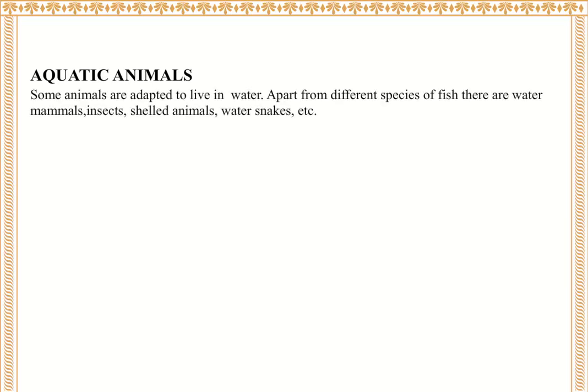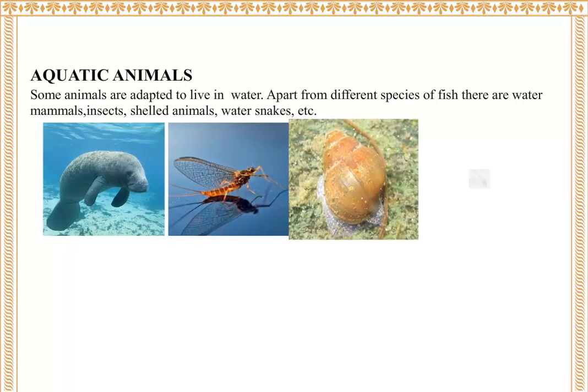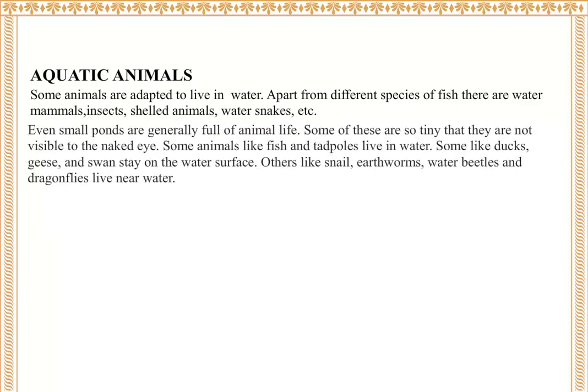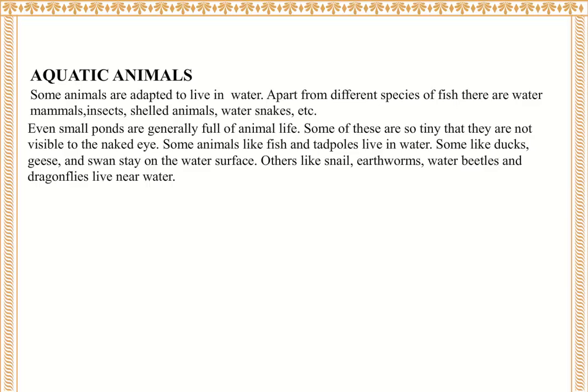Aquatic animals. Some animals are adapted to live in water. Apart from different species of fish, there are water mammals, insects, shelled animals, water snakes, etc. Even small ponds are generally full of animal life. Some of these are so tiny that they are not visible to the naked eye.